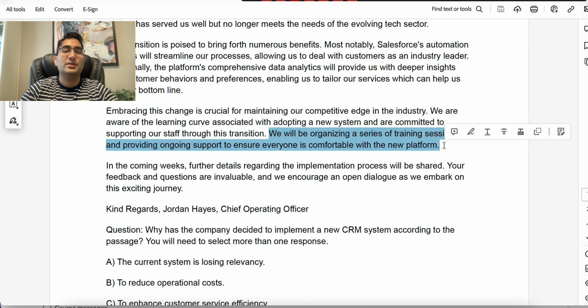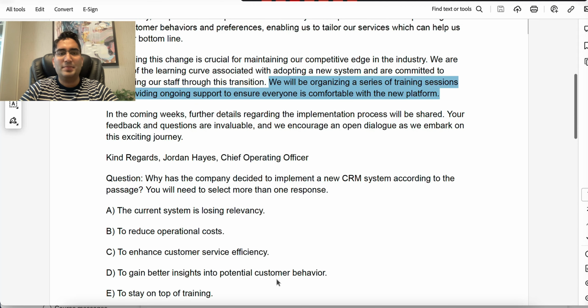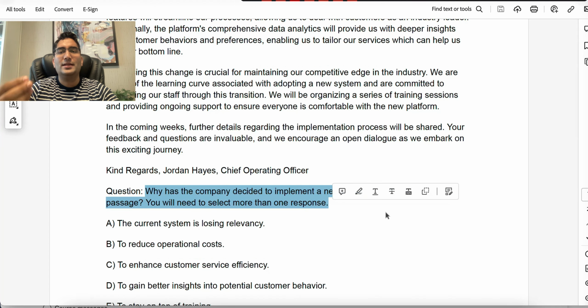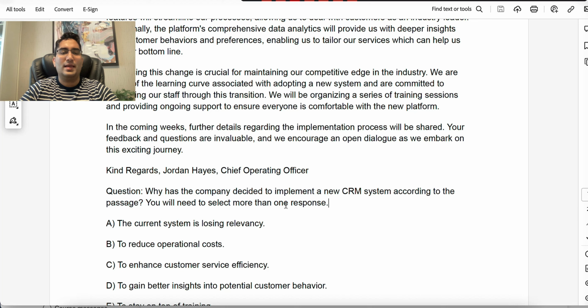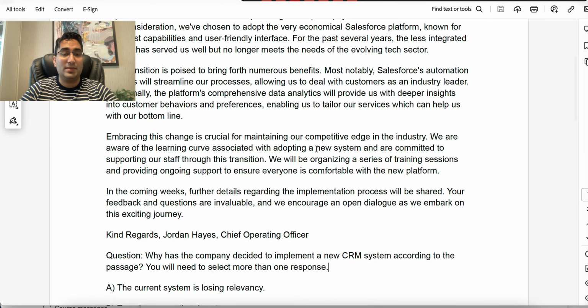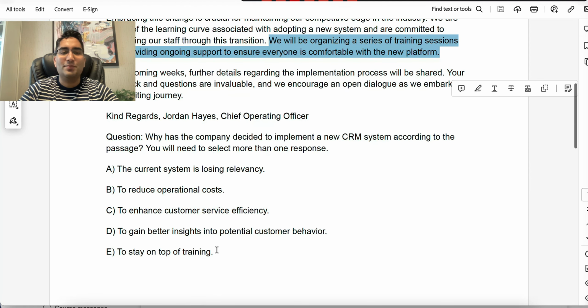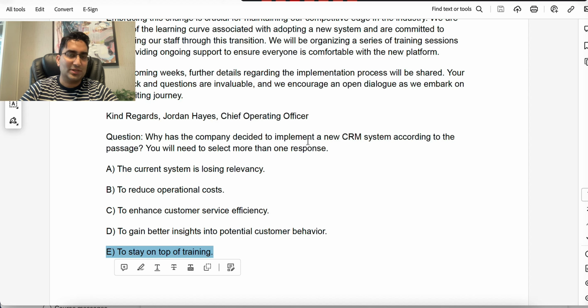We will be organizing a series of training sessions and providing ongoing support to ensure everyone is comfortable with the new platform. So it matches, but does it? It matches the same statement, but it does not match the question. So don't lose track of what's actually being asked. Why have you decided to implement a new CRM system? It's because of the many benefits of the CRM system. And because we're introducing that, we've got to do a training for you guys, but we're not getting the CRM system just to do training. So while it's the same sentence, same wordings, it does not answer the question. So stay clear of these kinds of traps that they throw at you.